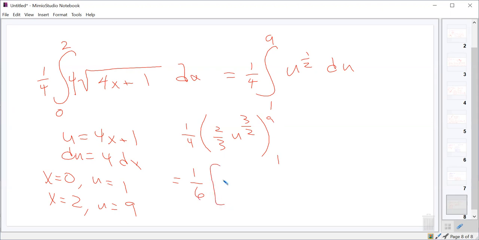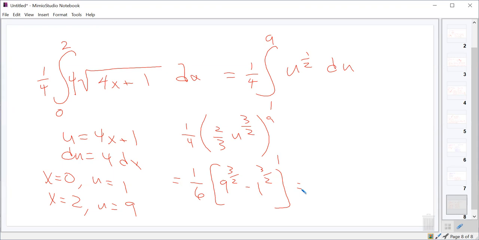And then I'm going to write this out. We're just going to write 9 to the 3/2 minus 1 to the 3/2, and then we'll evaluate that for a second. Some people in first grade were having a little bit of difficulty evaluating 9 to the 3/2, or something to the 3/2. So how do you evaluate something to the 3/2 power? What do you do first?